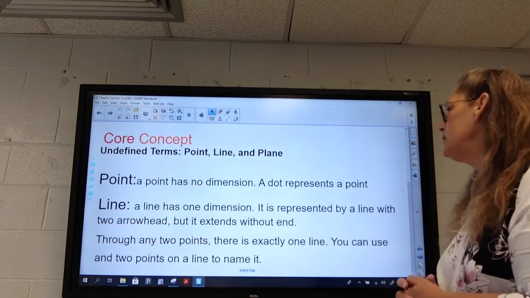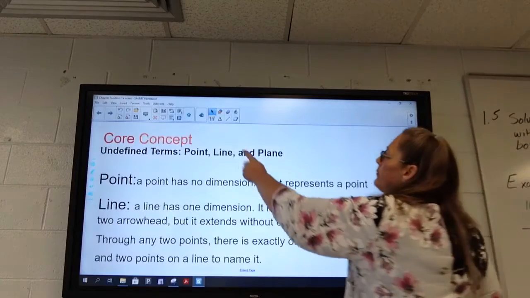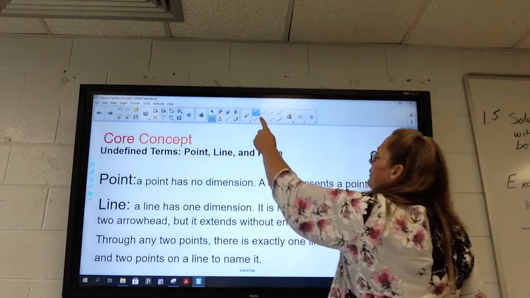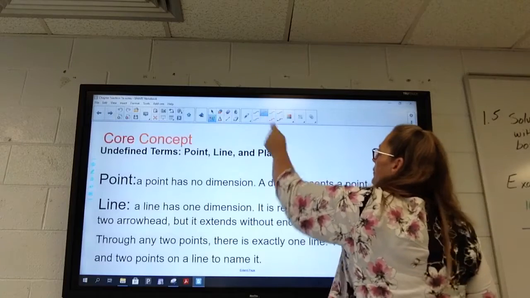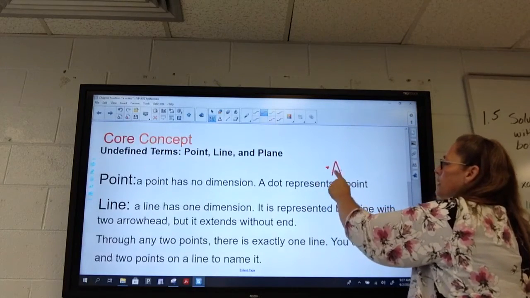A point has no dimension. A dot represents a point. So that will look like, let's do this. That's point A.